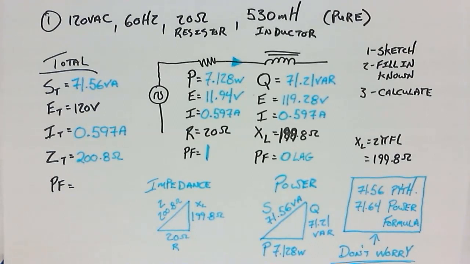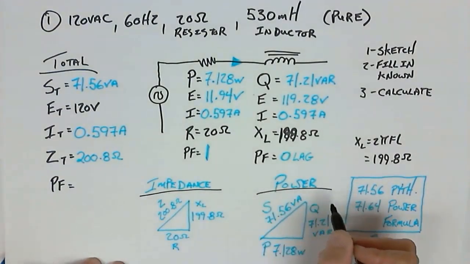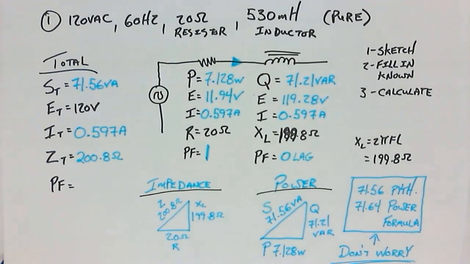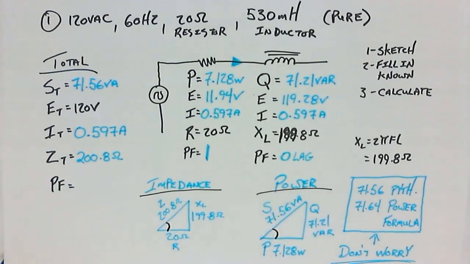The power factor of the entire circuit. The entire circuit, what is the power factor of it? We said the power factor is a product of the in phase and the total. Well, we did an impedance triangle of the total circuit and a power triangle of the entire circuit. That would mean that I should be able to look at the angle between the in phase and the horizontal and the hypotenuse. And so I have two triangles to choose from.